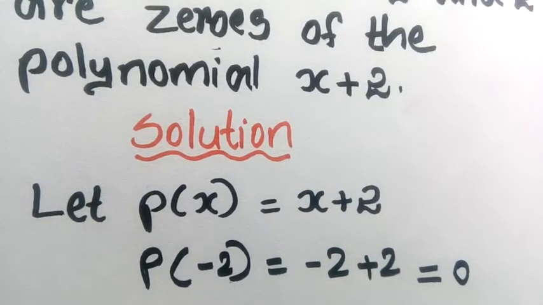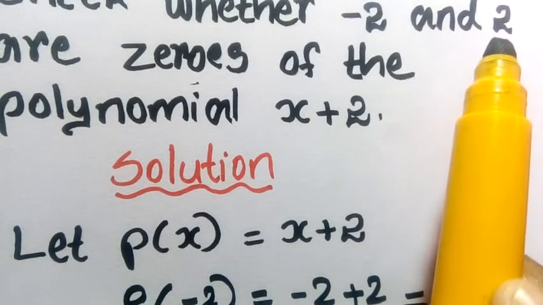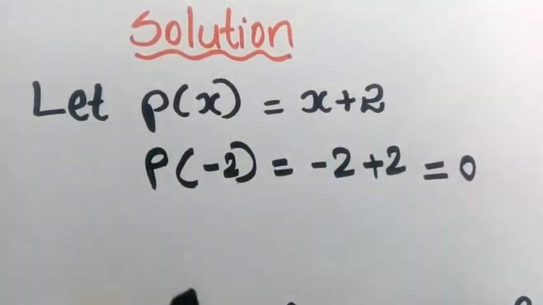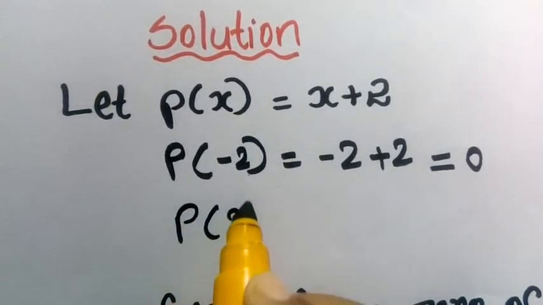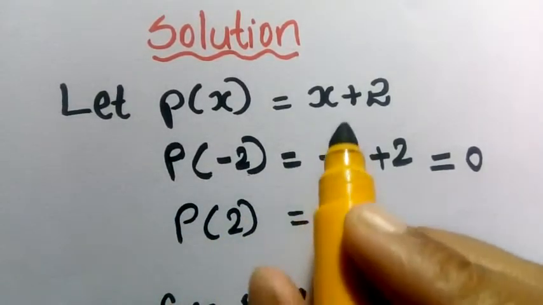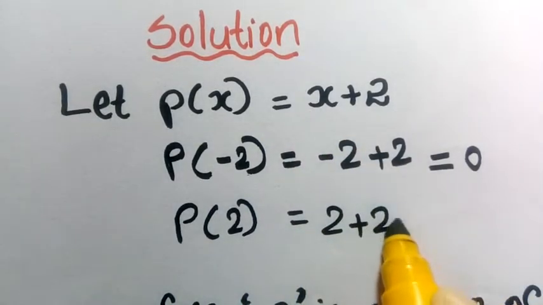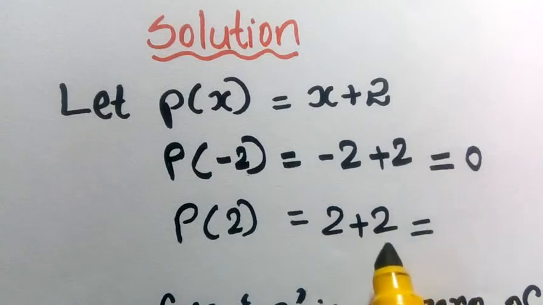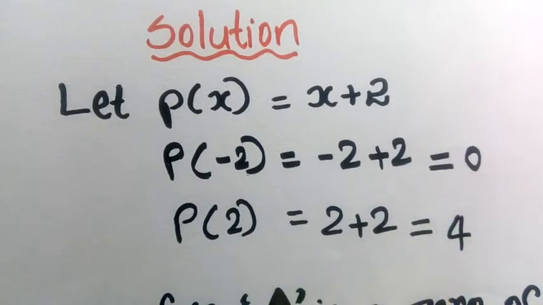Okay. Next we need to take the value of the variable as 2. So, P of 2 is equal to x plus 2. So, 2 plus 2. What is 2 plus 2? 2 plus 2 is equal to 4.